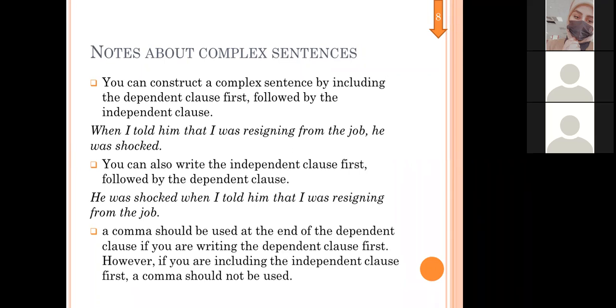You can also write the independent clause first, followed by the dependent clause. وأيضا تقدر تكتب الجملة الرئيسية وتتبعها بالجملة التابعة اللي ما تكمل معنى الوحدها مثل ما ذكرنا اللي هي dependent clause. For example, he was shocked when I told him that I was resigning from the job.